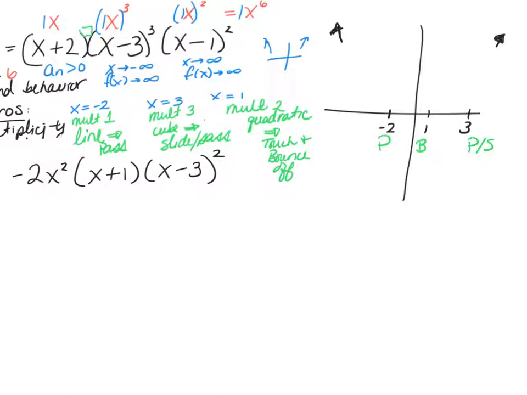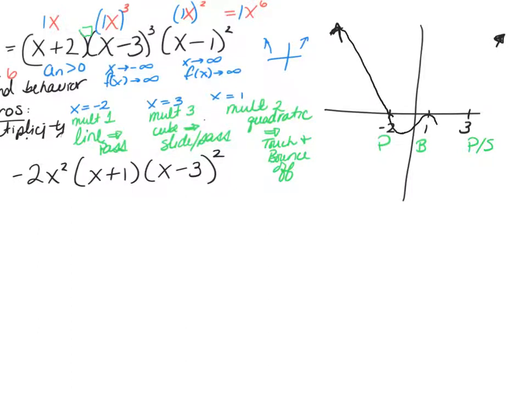Now I can get some more points on there. I can find points on the graph by just putting values in. So anything other than negative 2, 1, and 3, I can get a second set of points on there if I want. So I know I'm going to start up, and I know I'm going to pass like a line at negative 2. So I'm going to make it look like a line there. And then I need to come to my next 0. My next 0 says I'm going to come and bounce. So I'm going to make it look like a quadratic right there.